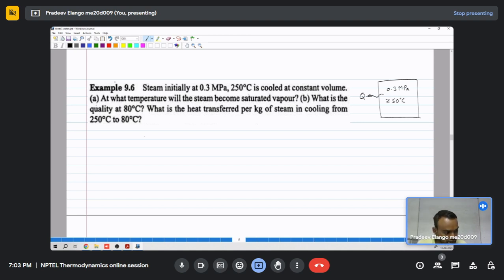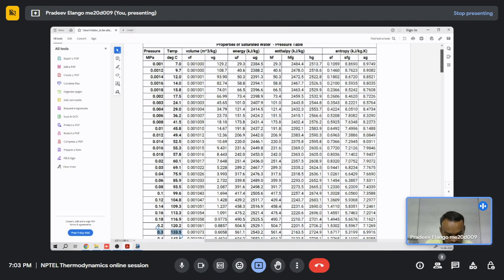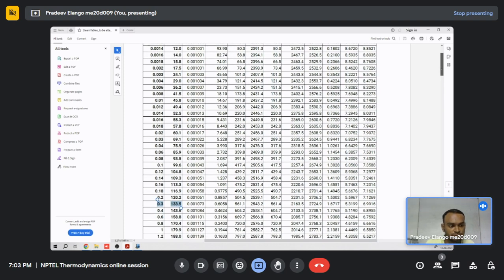So now we can find what is the specific volume at this state. It's a given for initial condition. It seemed to be a superheated state. That is why they say after cooling it comes to saturated vapor phase. So V1, 0.3 megapascal and 250 degrees Celsius. At 0.3 megapascal, the saturation temperature is 133, but the given initial state is 250 degrees Celsius, so that means it is at superheated state.